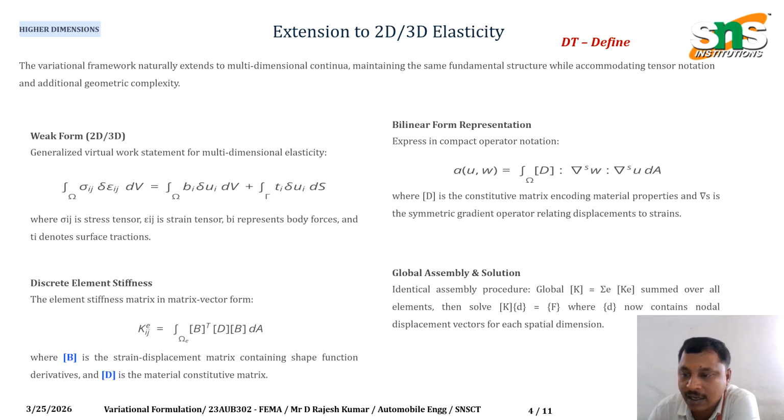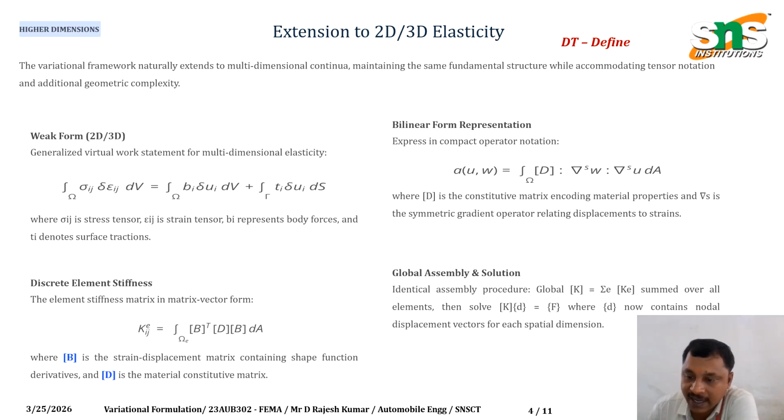And next you can see the global assembly solution, and here the global assembly is an identical procedure to one dimension. So global stiffness K is equal to the summation over all elements, right? Each element contributes to global matrix positions corresponding to its nodal numbers. So finally, the solution is nothing but solving K D is equal to F. So D contains the displacement for each node.